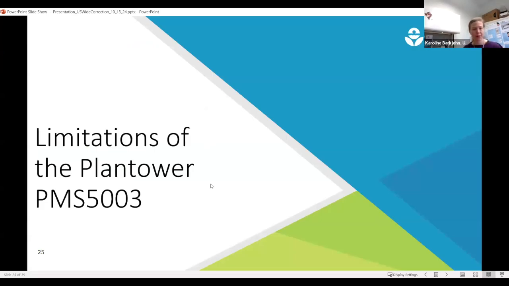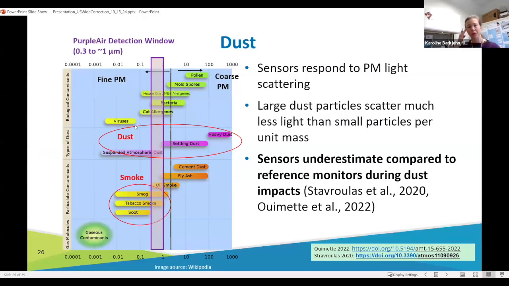So lastly, just touching on the limitations of the Plantower. There's a lot of work looking into the performance of the PurpleAir and the internal Plantower sensors and what size of particles they detect. The sensors are measuring light that's scattering off the particles. Larger dust particles scatter much less light per mass. And so sensors end up underestimating compared to the reference monitors during dust impacts. And so you miss some of these larger particles.